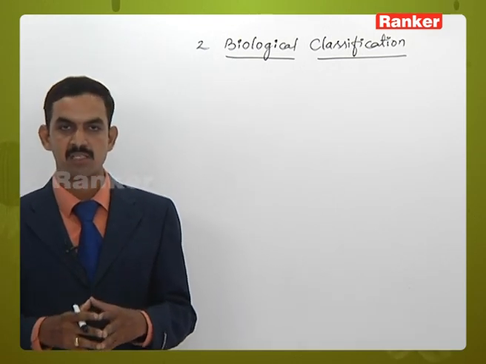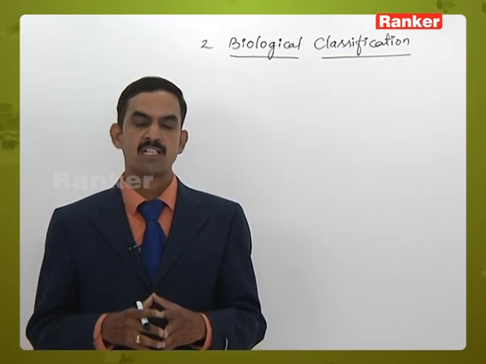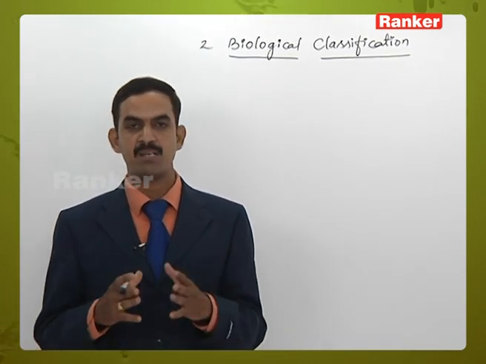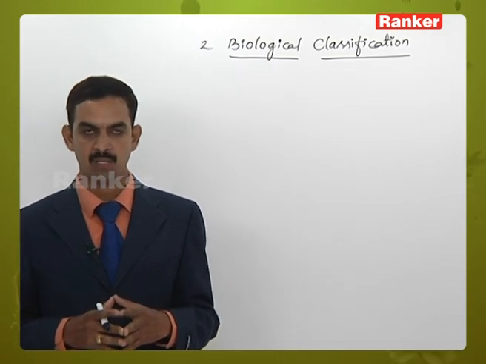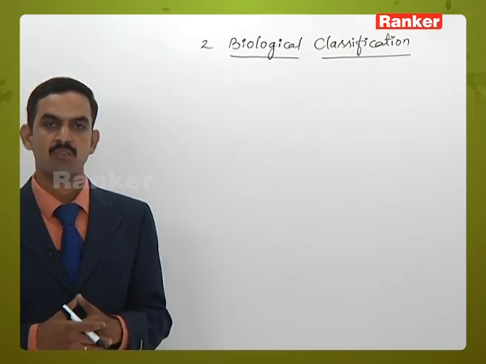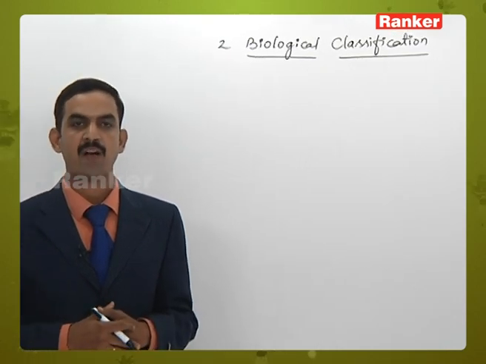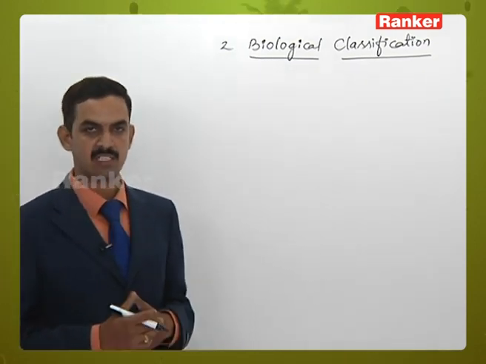The second scientist is Linnaeus, who had given the two kingdom classification, that is plant kingdom and the animal kingdom, based on presence and absence of cell wall. Whereas the next one of the most important scientists is Whittaker, who had given 5 kingdom classification. In that 5 kingdom classification, there are 5 kingdoms.